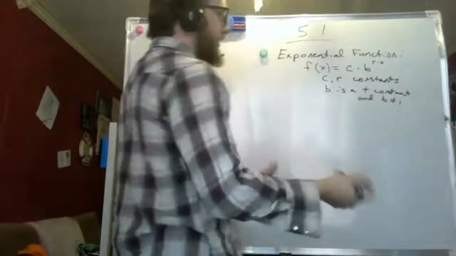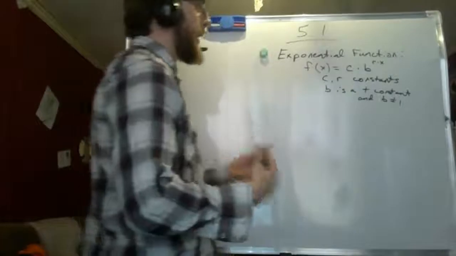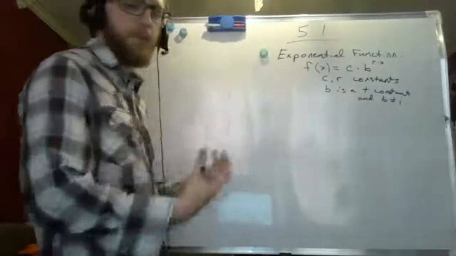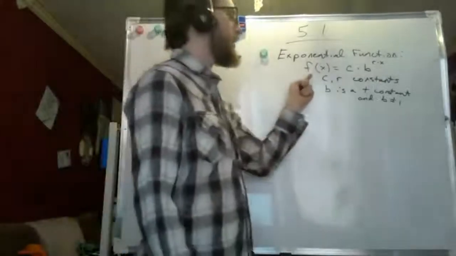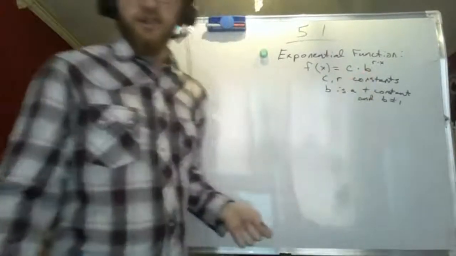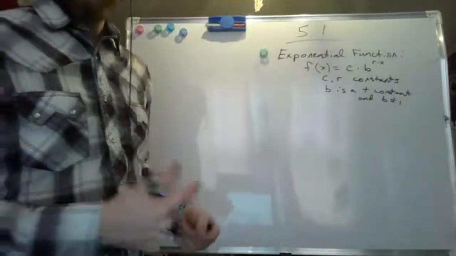So b for base. Anytime you see these exponential functions, these powers where the x is in the exponent, whatever is down here is called the base. So this is an exponential function with base b. Okay, so let's keep moving forward. What are some general facts about these functions? What do they look like?